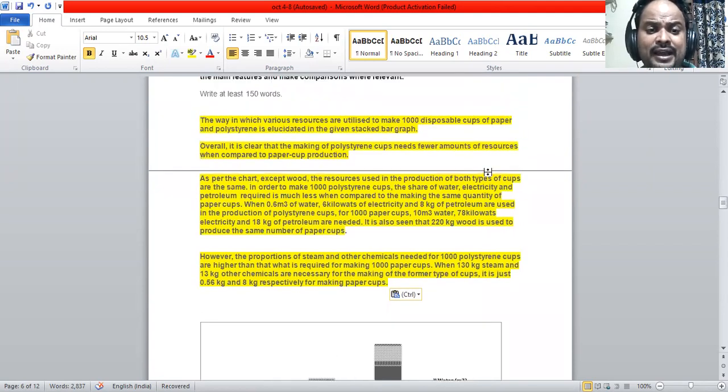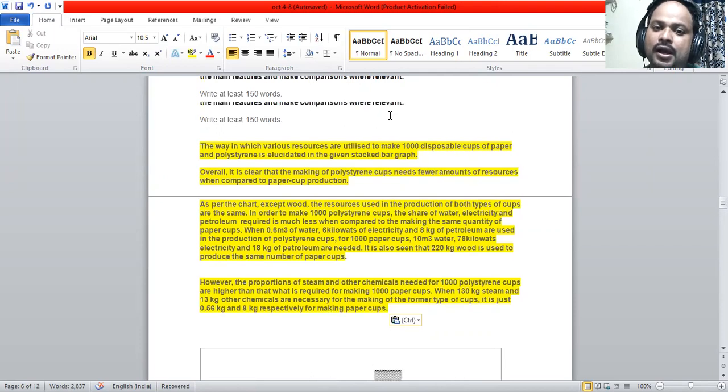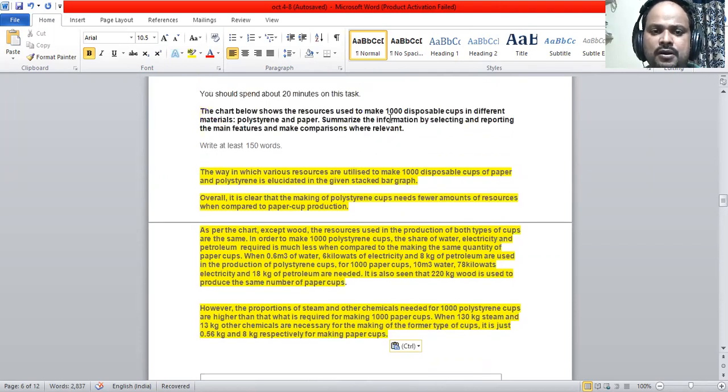So we have got a clear-cut introduction, very clear, very positive, a very clear-cut overview, and the grouping is perfect, where the resources are used more and where the resources are used less, based in two paragraphs. Thank you. I hope you must have understood this. Look at it once more. Hope it is clear. Thank you.